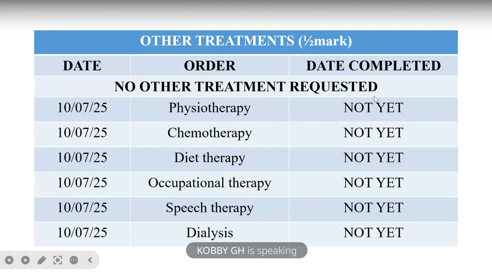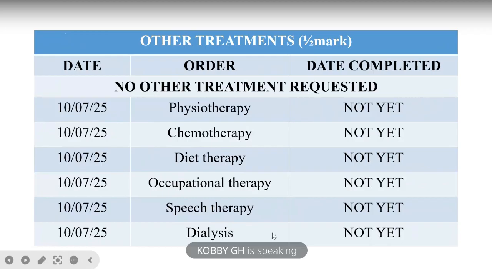Okay, so we have physiotherapy, we have chemotherapy, we have diet therapy, we have occupational therapy, we have speech therapy, we have dialysis. You realize that there are 2 therapies that I have not mentioned: oxygen therapy and blood transfusion. In fact, these 2 other treatments, I won't advise any of my students to write, because I've seen examiners who think blood transfusion is supposed to be under medication.